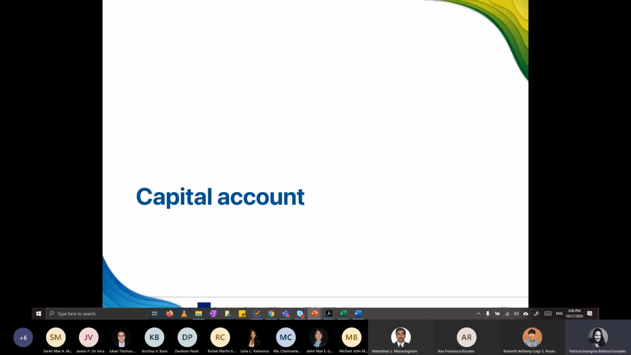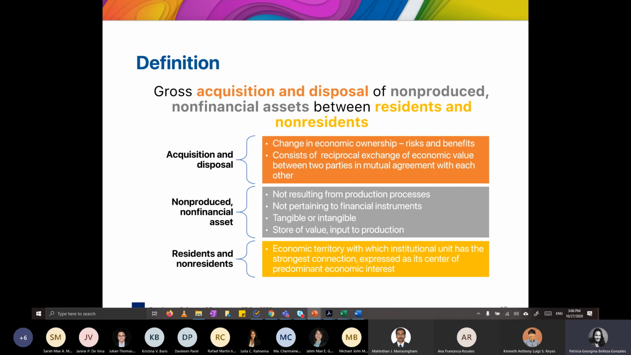So now let's move on to the first of the accumulation accounts. This is one of three. So we have the capital account. The capital account basically records the gross acquisition and disposal of non-produced, non-financial assets between residents and non-residents. When we say acquisition and disposal, it pertains to a change in economic ownership. So it consists of a reciprocal exchange of economic value between two parties in mutual agreement with each other. So it's a transaction.